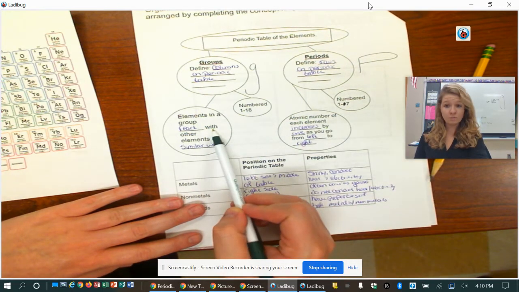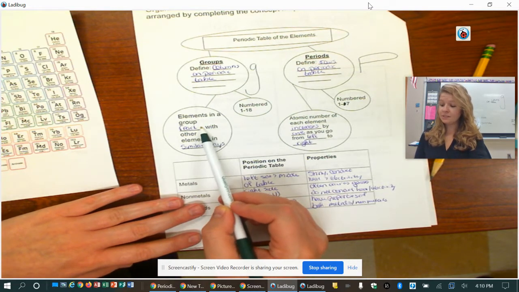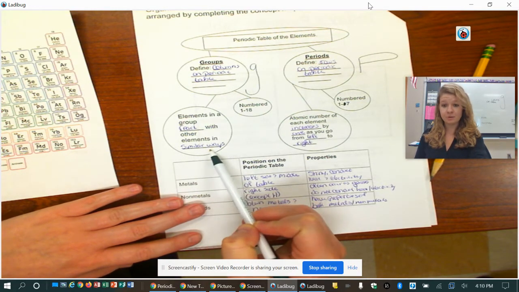Now, in a group, so we're going back to our columns, elements in a group react with other elements in similar ways.